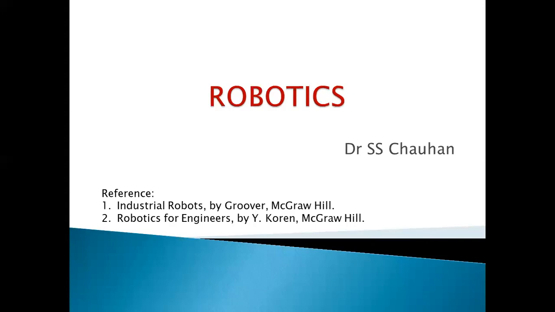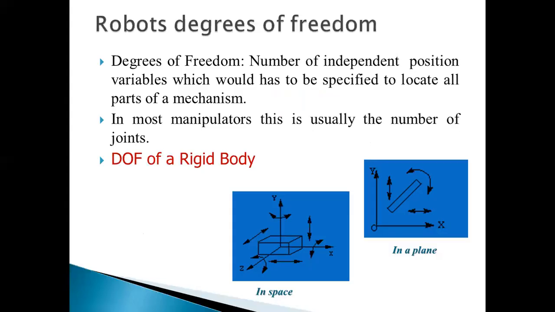Welcome. In this lecture series on robotics, today we will focus on the degrees of freedom used in robots. As we all know, the degree of freedom is the number of independent position variables which have to be specified to locate all parts of a mechanism. So we have to calculate the number of independent positions of a body which can be moved in space, right?